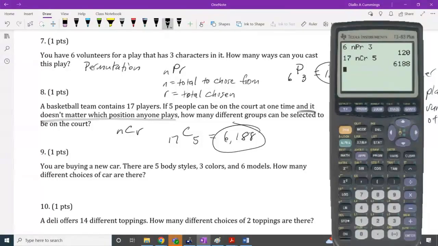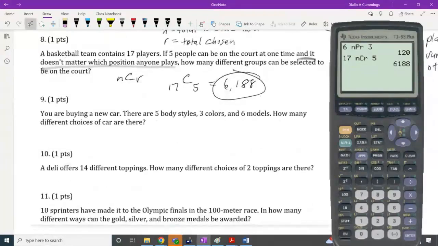All right. Any questions about number 8? So the one with the characters in it was a permutation, and the one with the basketball players is a combination.